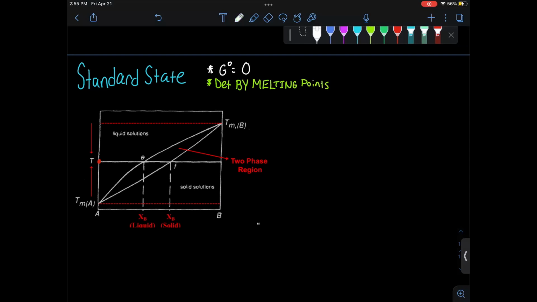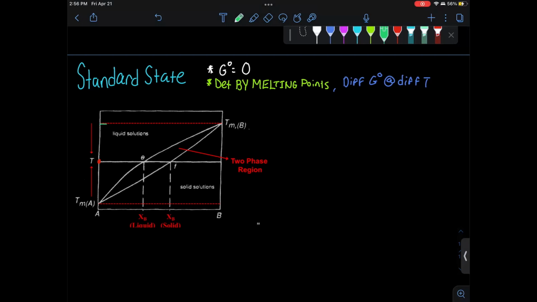We can choose different standard states at different parts of our mixture, at different temperatures. So we can have different standard states at different temperatures. Now, we're going to start with some very easy examples here.